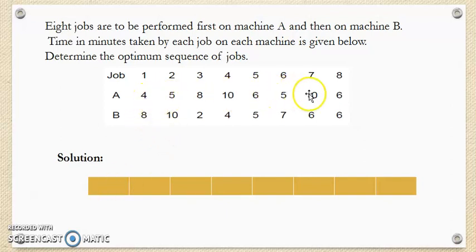If you look at the processing times here, the smallest processing time is 2 minutes, and it lies on machine B, that is the second machine. So we will have to sequence the job as late as possible, that is at the last. So job number 3 will be processed at the last. So I write here job number 3. It is to be processed as late as possible.